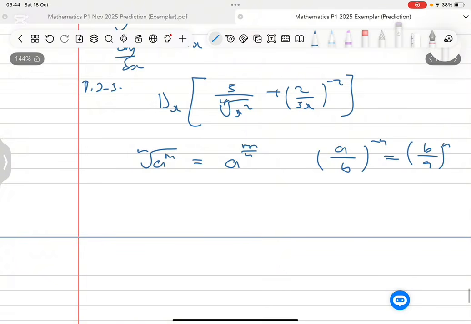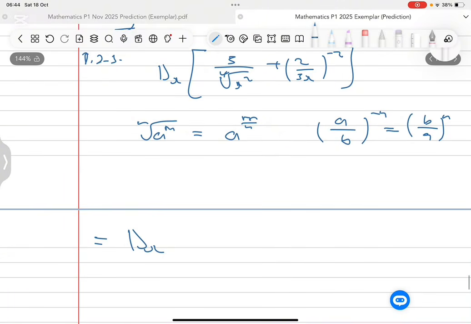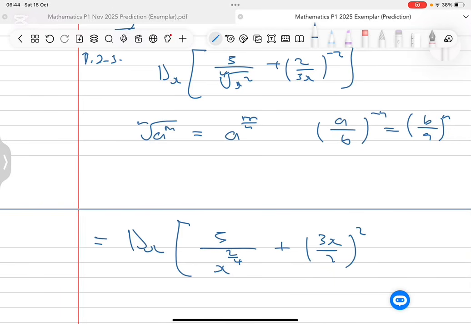Now, to then solve this question, that's the first thing that we're going to do. We are going to say here we have the differential operator. Remember, I haven't yet started taking the derivative, so I'll still keep the dx here. So we have a differential operator of 5 over x to the power 2 over 4, and we're having plus here 3x over 2 to the power positive 2.